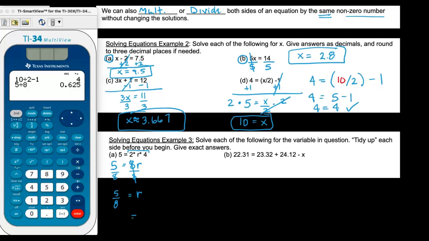In this case, to write a decimal, we could get 0.625. We don't need to round. And that's our final answer. And the reason I could do that, just to back up real quick, is the commutative property.